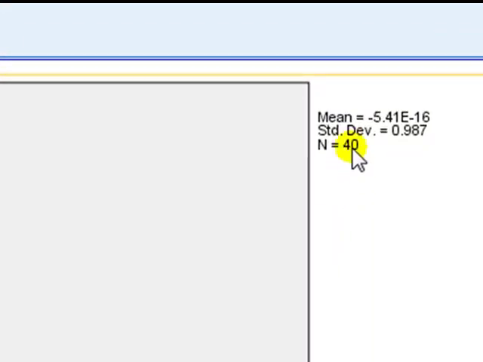What about the mean? The mean is minus 5 times 10 to the minus 16. That's pretty much zero. How about the standard deviation? 0.987, that's pretty much close to 1. In other words, standardization has worked even though my variable is not normally distributed.